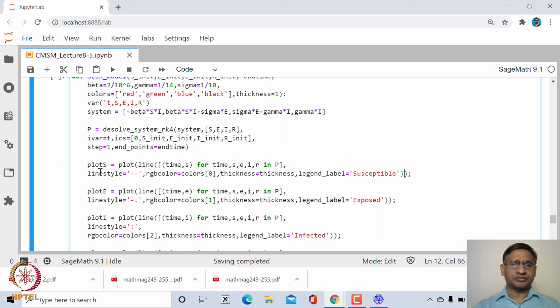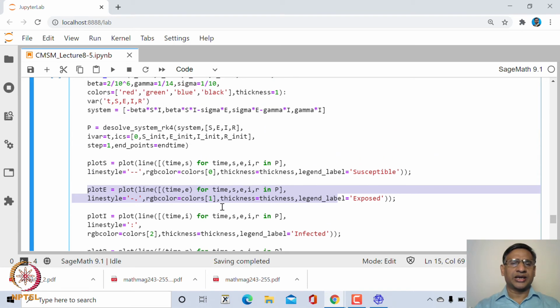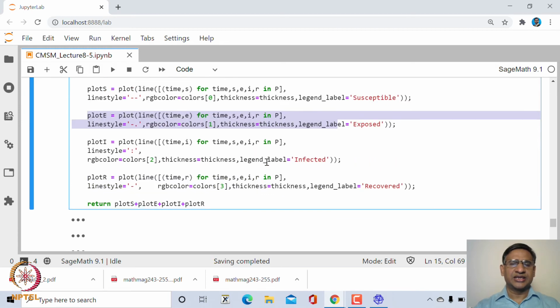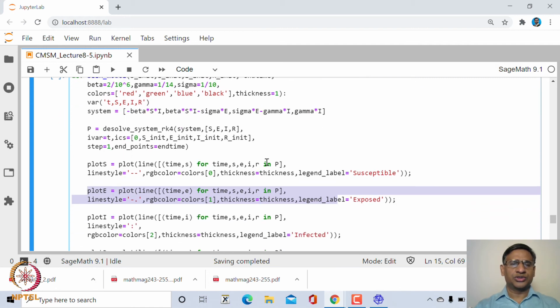So let us plot this first one as a line in terms of time and S, and the time is going to be the first coordinate in this P. So time S, E, I, R will be the value of each element in the list, right, and then the line, and similarly plot E, plot I and plot R. So this is a fairly simple model. I could have written some explanation here, but let me just once again show you this model.